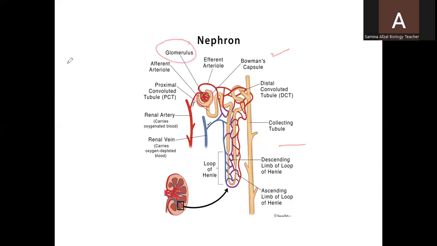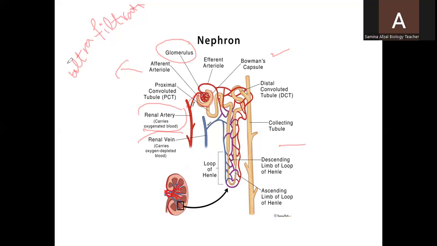Blood enters the Bowman capsule through the renal artery, which carries the oxygenated blood, and it leaves through the renal vein, which carries oxygen depleted blood. When blood enters the glomerulus, it is filtered over here, which is called ultrafiltration.